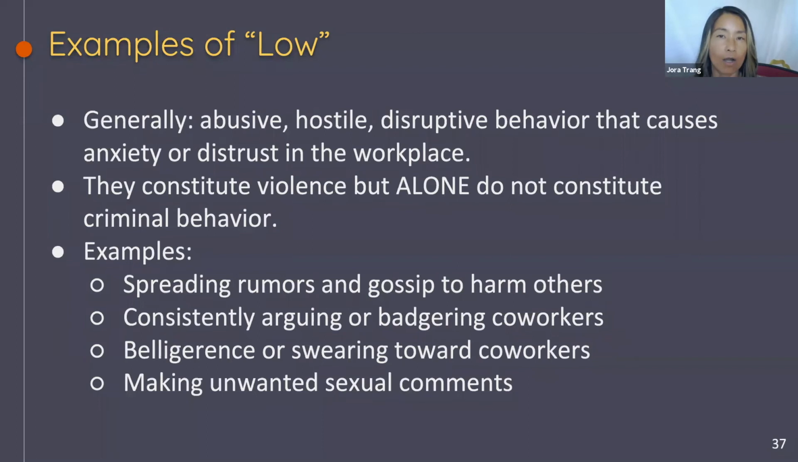So in our case study, TWE has some history of tension in the workplace, and I believe the case study involved disruptive messages or texting to Kate during the workplace that was harassing or belligerent. This might be a sign on the low spectrum of workplace violence, and definitely should be taken note of because it can escalate.